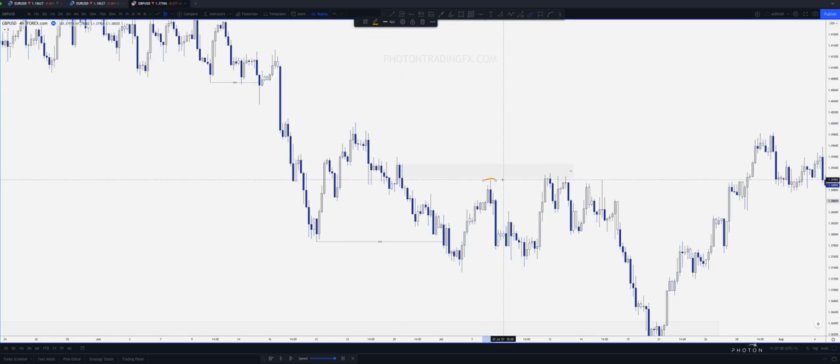We know that's now very likely going to be inducement, and then we can look for our entry models within here to now run all of this sell side liquidity, right? That's building up below these lows, below the trend line, to then target that next swing leg to the downside.